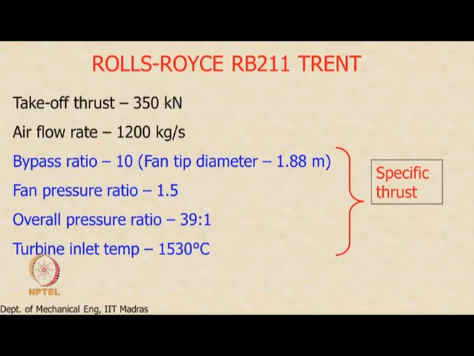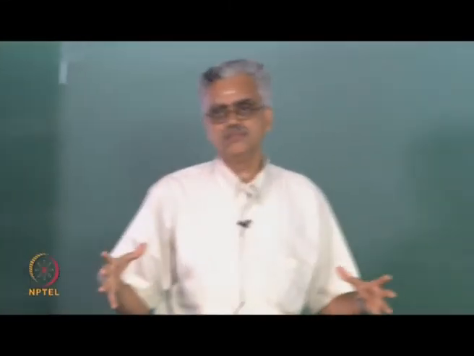Right. So the total amount of air that goes through the engine is 10 plus 1, 11 kg per second. So for every 1 kg through the core engine, 10 kg goes through the fan. That is what bypass ratio means, and you also get an idea about the physical size of the engine. The fan tip diameter is about 1.88 meters, so the overall engine diameter will be about 2 meters or so.